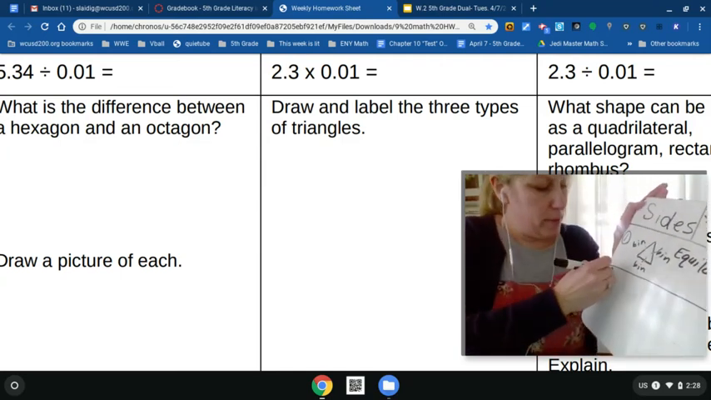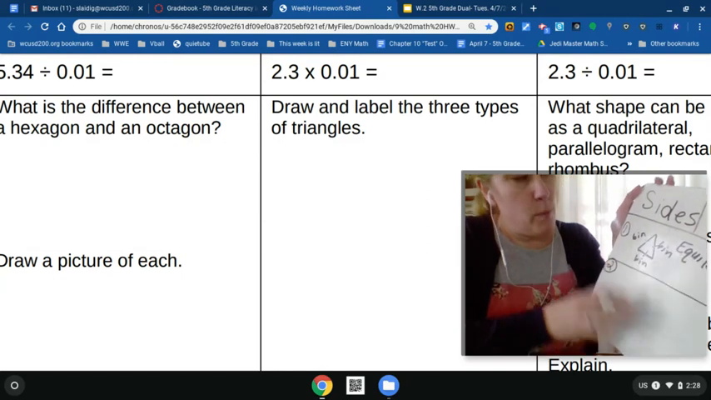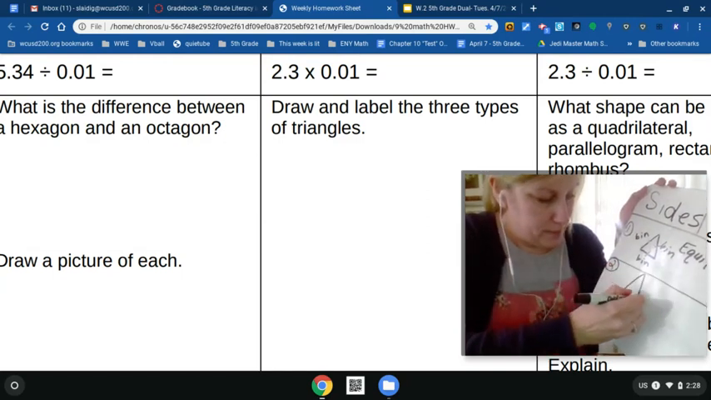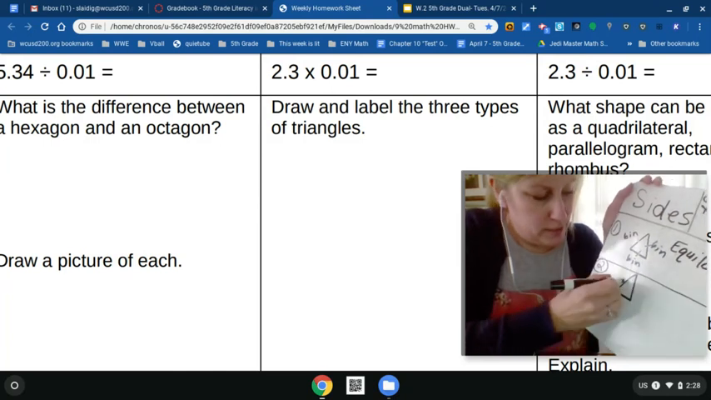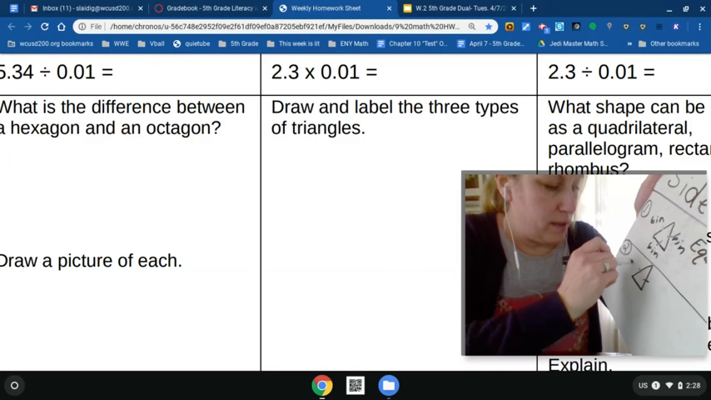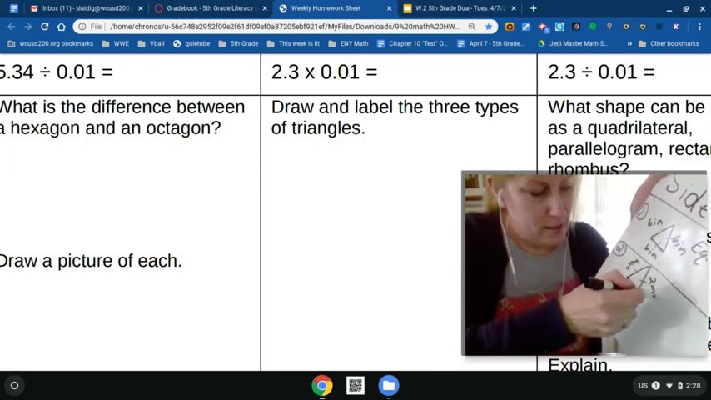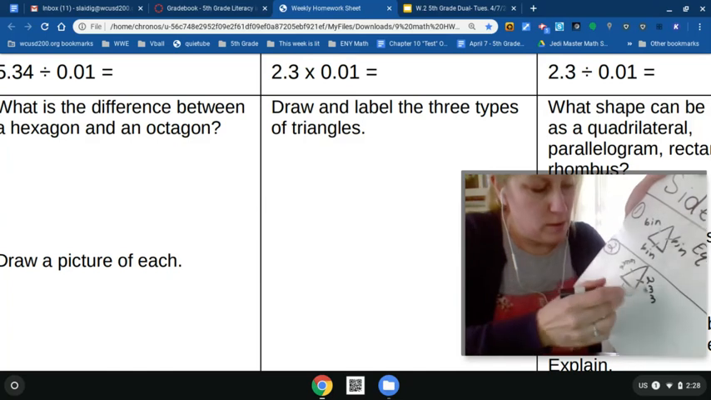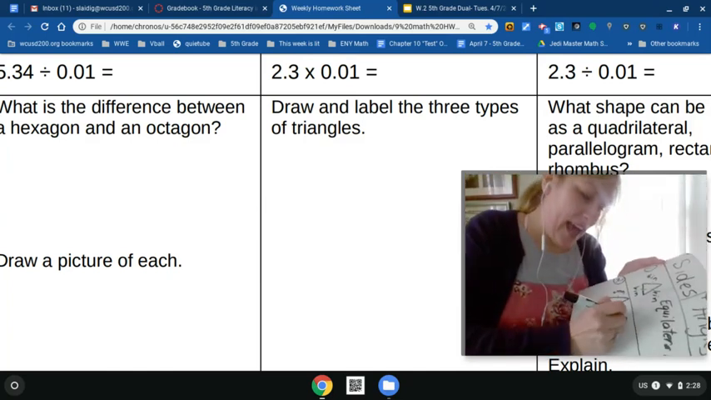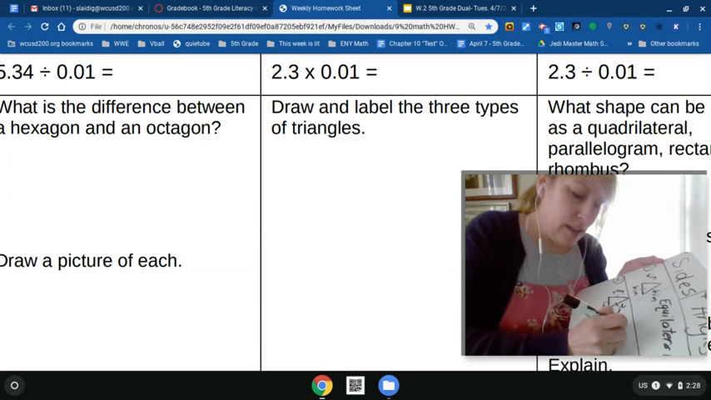A second way to name a triangle with its sides is to have two of the sides the same. So like this guy's short, but these two are the same, and maybe each one is 2 millimeters long. And then this one is only 1 millimeter long. So only two of the sides are the same. That is called an isosceles triangle.